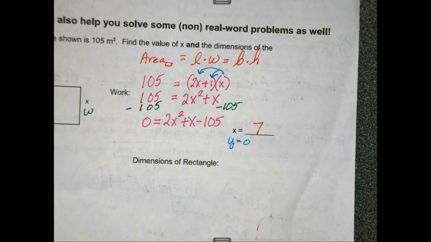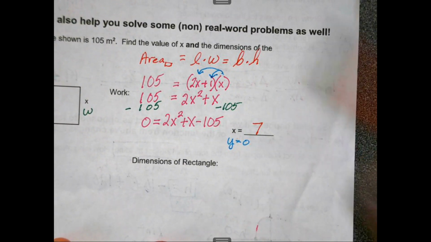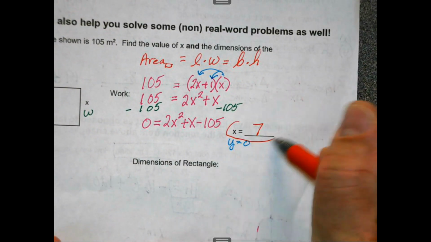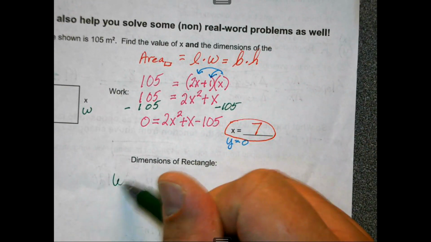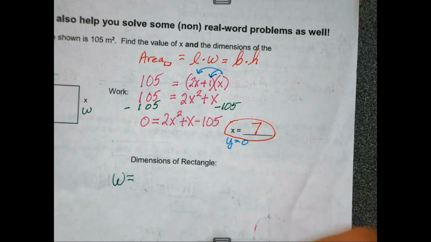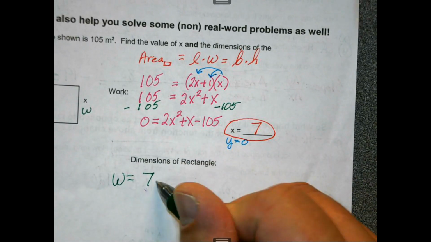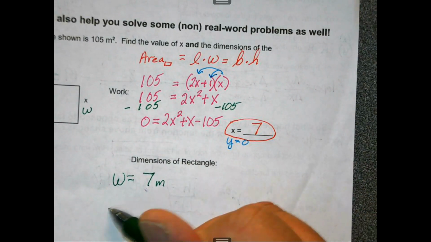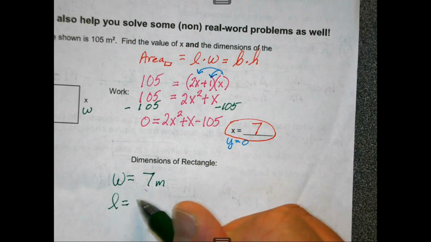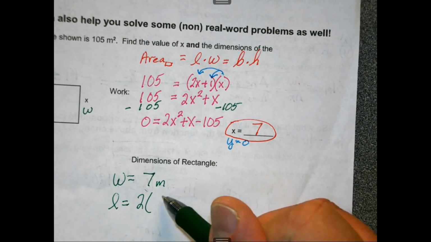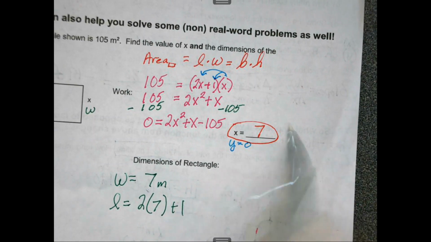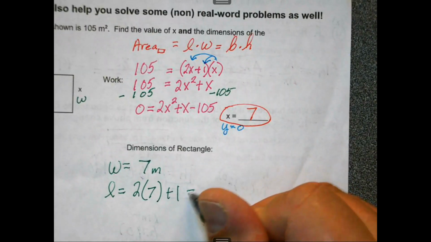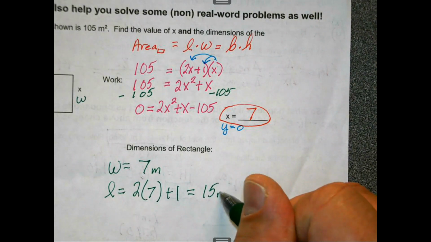I'm not done yet because it's asking for the dimensions, right? So the dimensions, my width is easy. It's just x, so it's just 7, and I think we're in meters, right? My length, I have to compute, so I have 2 times my x, which is 7, plus 1. So my length is 15 meters.